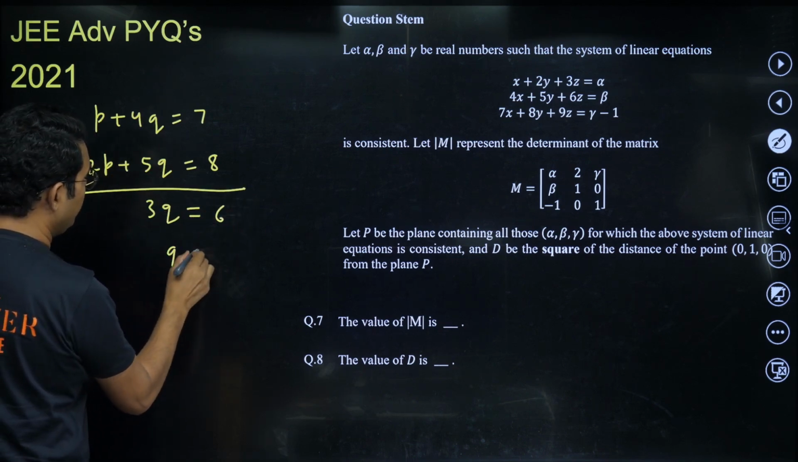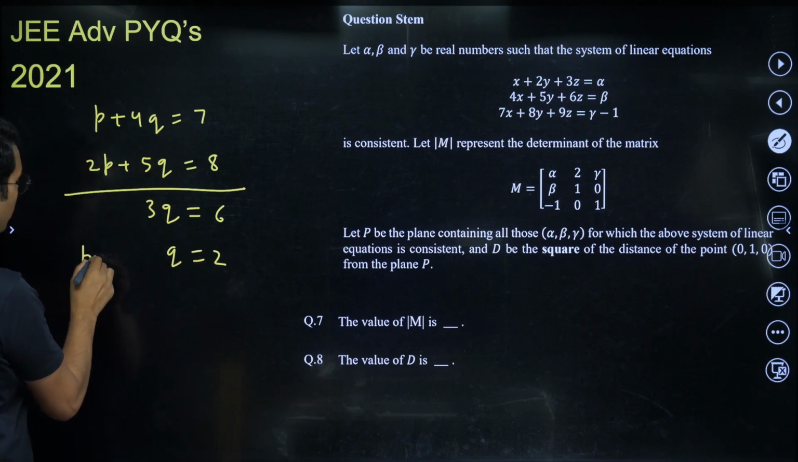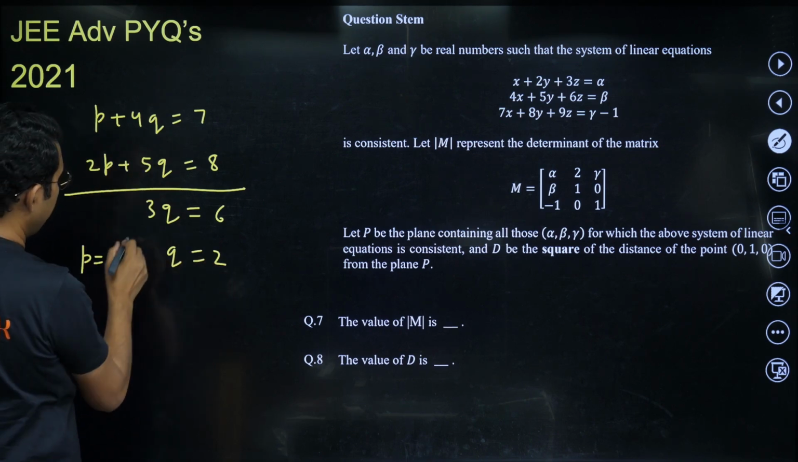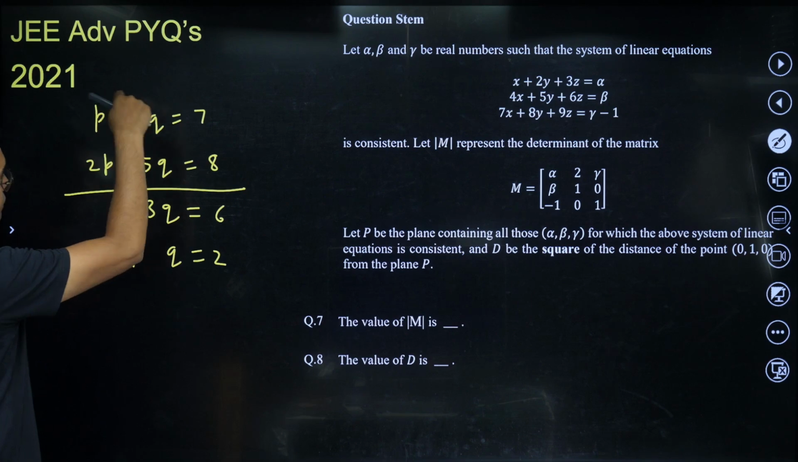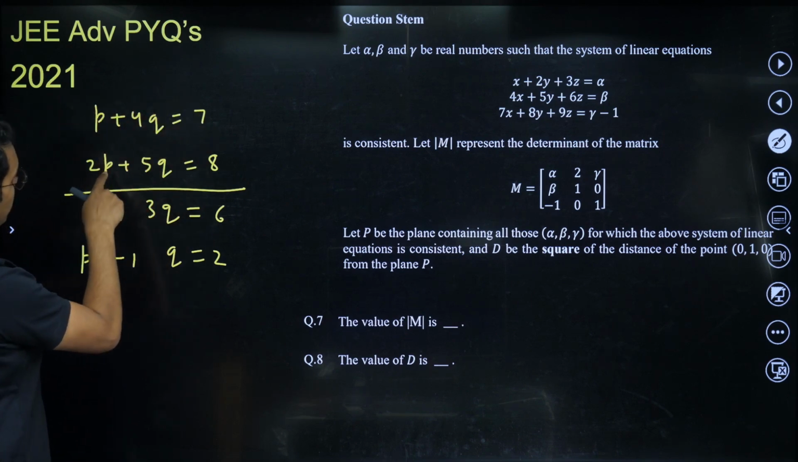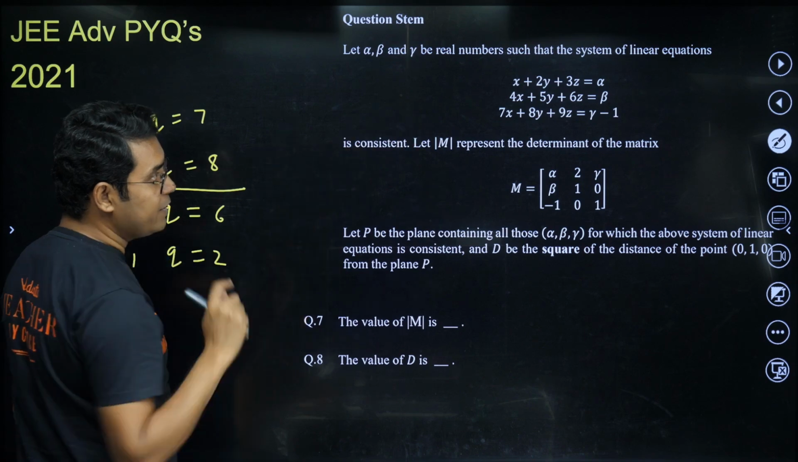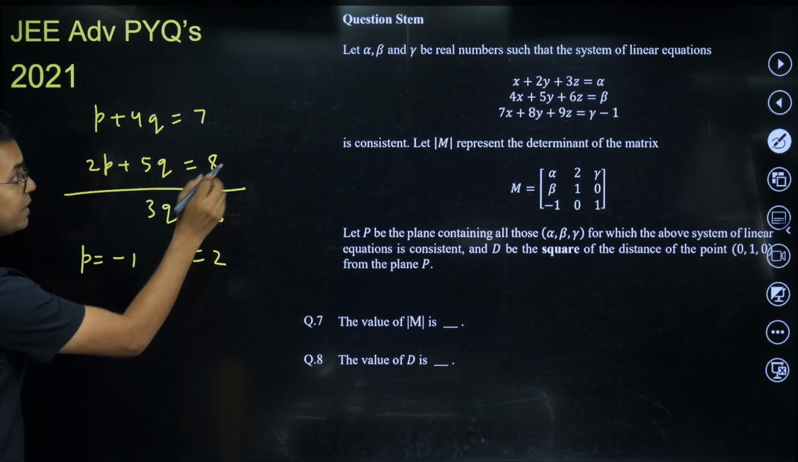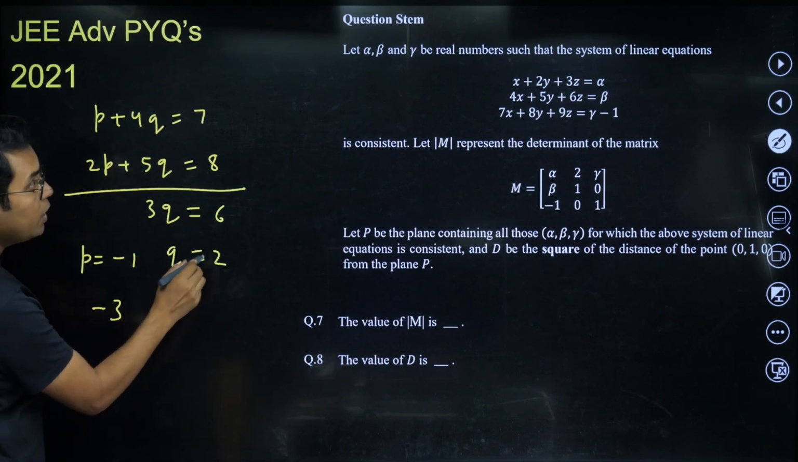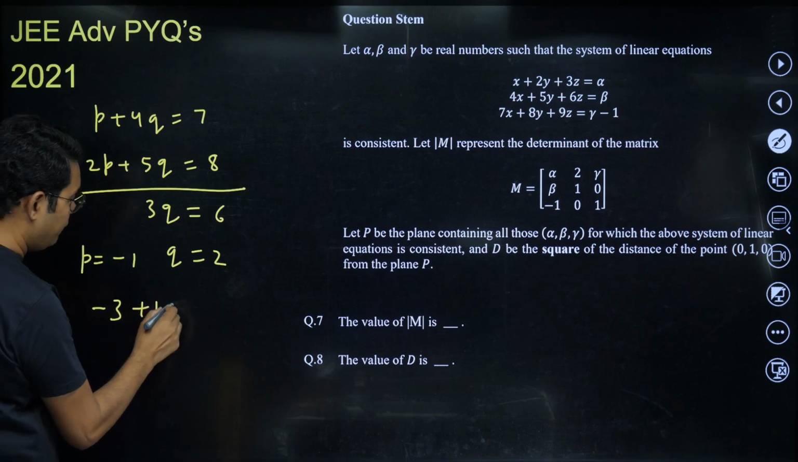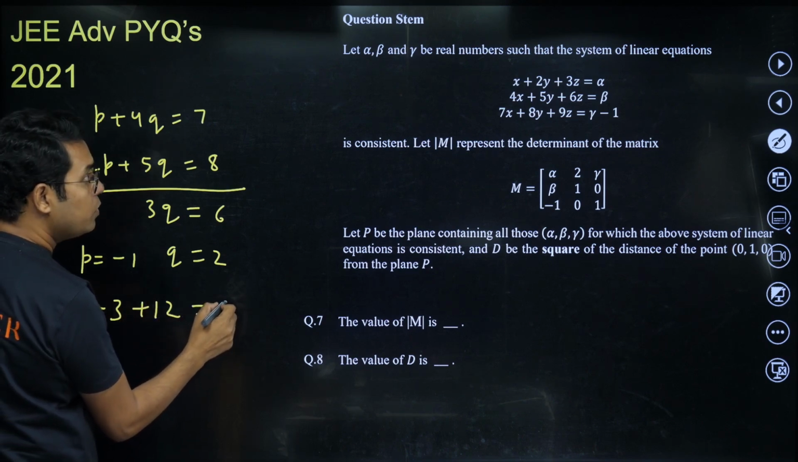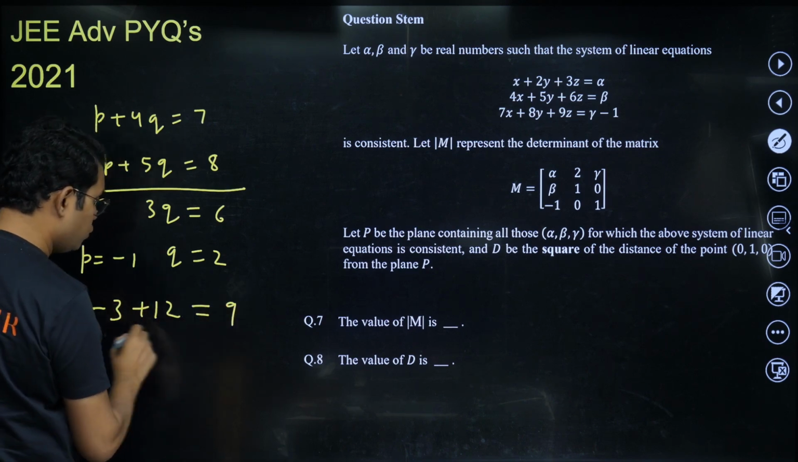So the value of q is coming out to be 2. And if you put q here, I think p will be minus 1. Let me check. Minus 1 plus 8 is 7, and minus 2 plus 10 is 8, correct. Now, whether it is satisfying the third one, let us see. So minus 1 into 3, so minus 3, 2 into 6, that is 12, and that will be equal to 9. That is true.